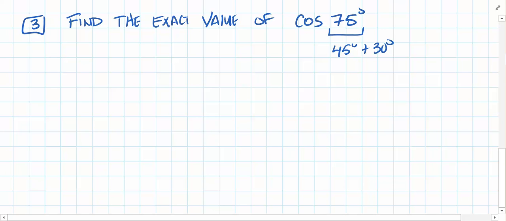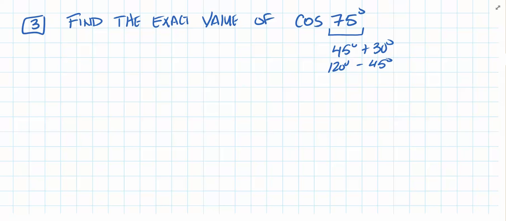Okay, is there another one? How about 120 minus something? 120 minus 45, right? That's another way I could do it. Is there any other way we could do it? Okay, so the cool thing is, you guys, here's what I want to tell you. We came up with 2 different ways. One of them is an addition of 2 angles, and one of them is a subtraction of 2 angles. Guess what? Either one will work. That's the cool part. You can pick either one.